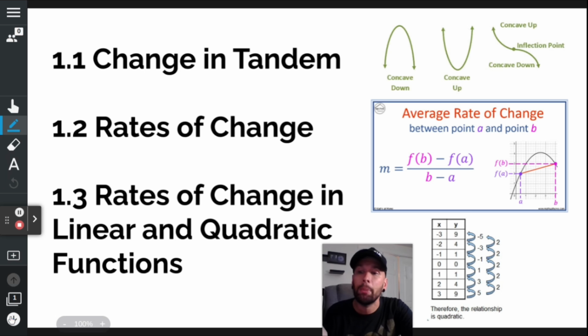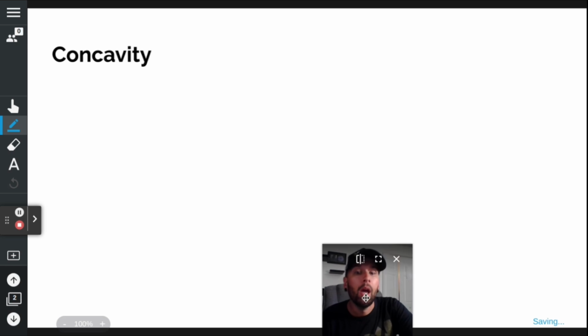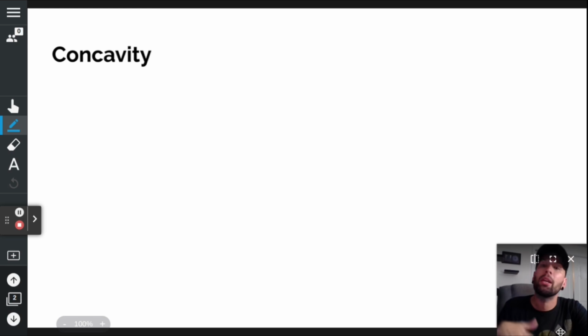Again, this is an AP Precalculus concept, and this is following the AP standards found on College Board. If you have an AP class, your teacher is going in this order. The first thing we're going to talk about is concavity.